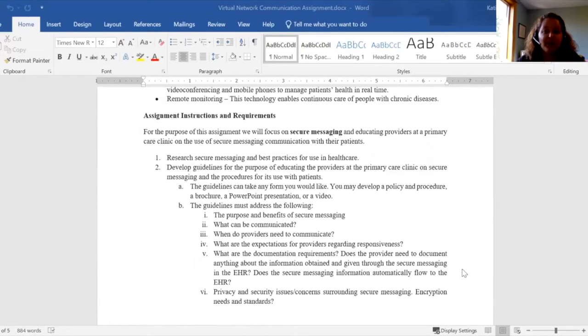Our focus for this assignment is on secure messaging. I'm going to be looking for how you plan to educate providers at a primary care clinic on the use of secure messaging communication with their patients. The first thing you should do is research secure messaging: what it is, the different forms of secure messaging, the best practices for use in healthcare, and those kinds of things.